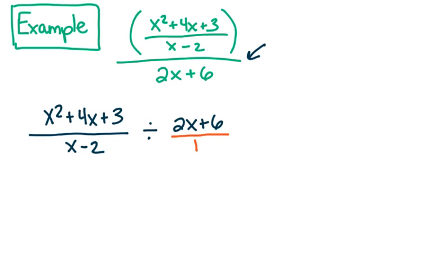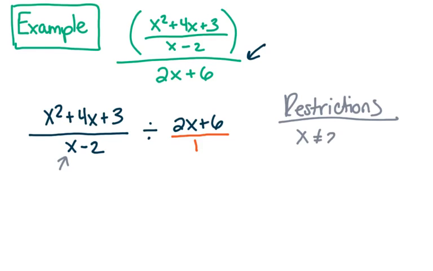Then I'm going to list my restrictions. So my restriction for that first fraction is that x cannot equal 2. And then I don't have a restriction for this second fraction because there's no variable there. So x doesn't affect whether there's a 0 on the bottom of that fraction or not. So we don't have to put a restriction for that second fraction.